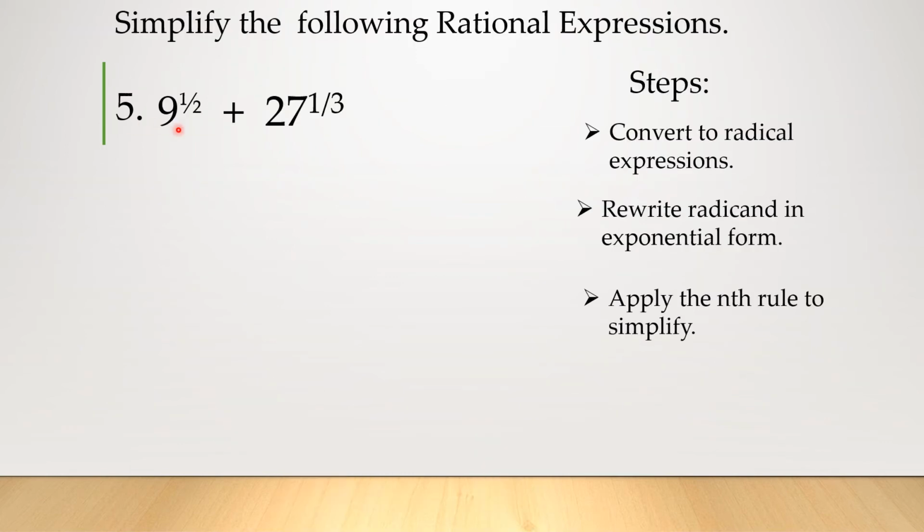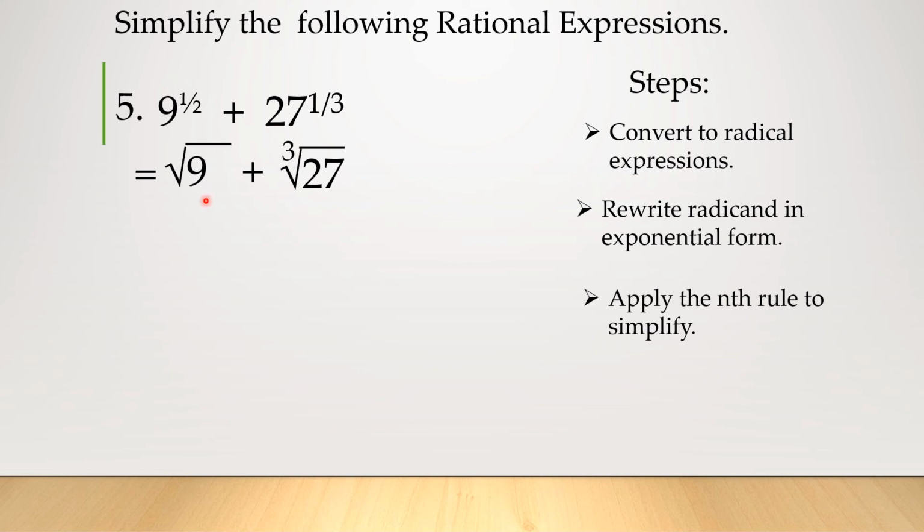Now I have here 9 raised to 1/2 plus 27 raised to 1/3. So we're going to follow the steps: convert to radical expressions, rewrite the radicand in exponential form, then apply the nth root rule to simplify. So first, we need to rewrite this in radical form. The index is 2, therefore that's the square root of 9. And here, 3, which means the cube root of 27.